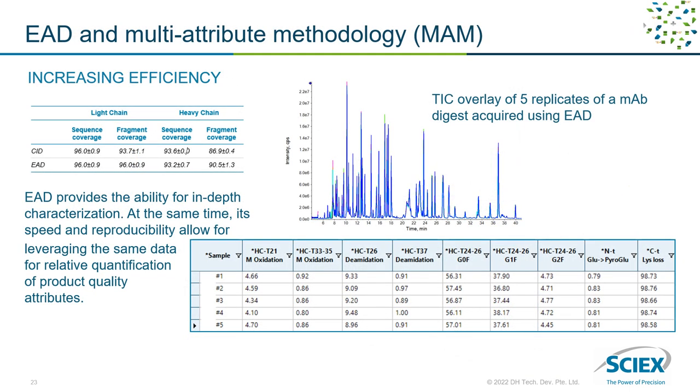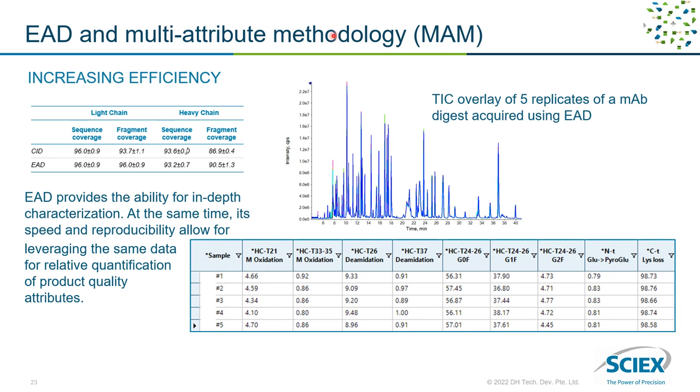Finally, to wrap it up for LC-MS, I'd be remiss if I didn't mention multi-attribute methodology, or MAM, which is a popular technique for monitoring those critical product quality attributes. It requires a highly reproducible and robust method to be able to leverage the same data for in-depth characterization as well as relative quantitation of those quality attributes.